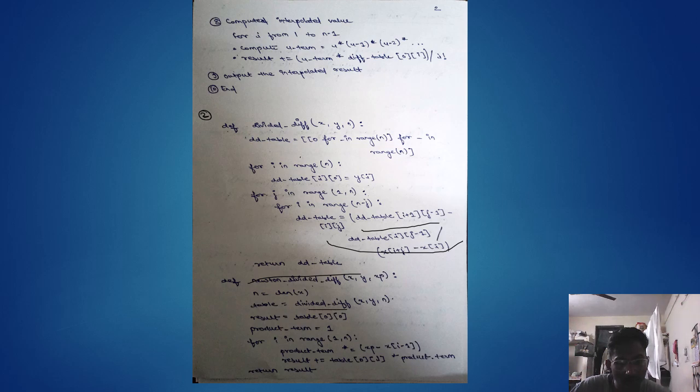The result is stored as 0, and the product term is 1. For I in range 1 comma n, the product term is equal to this, and the product term. And then return the result.